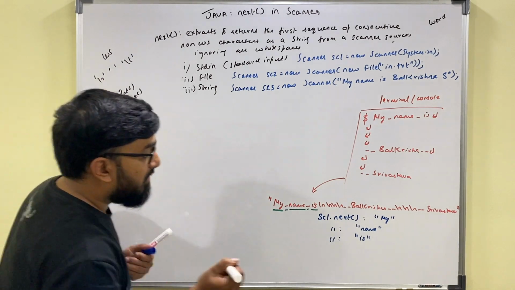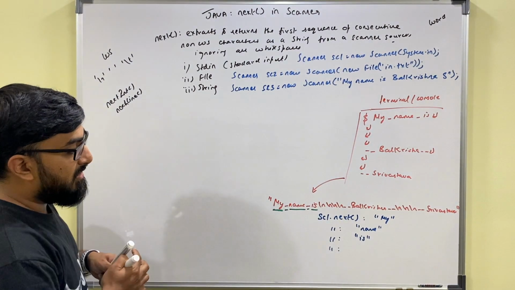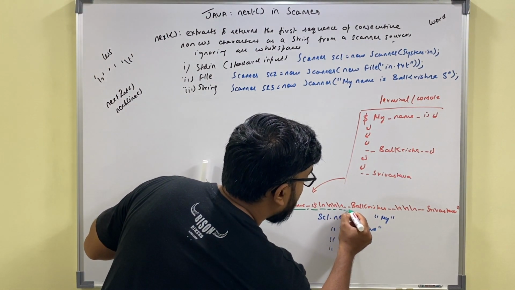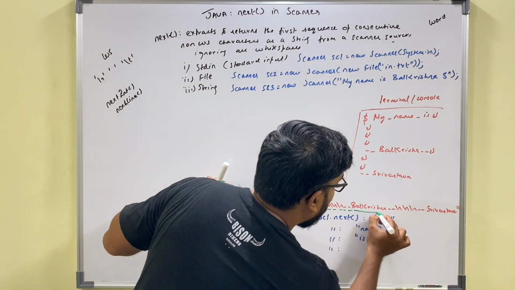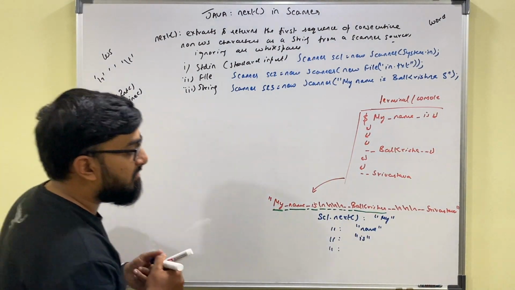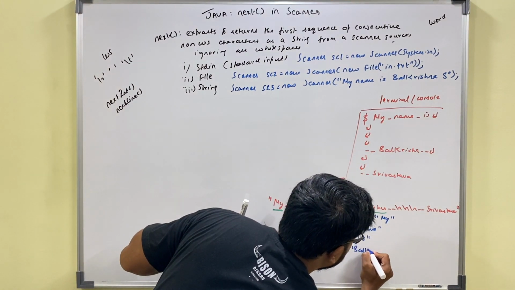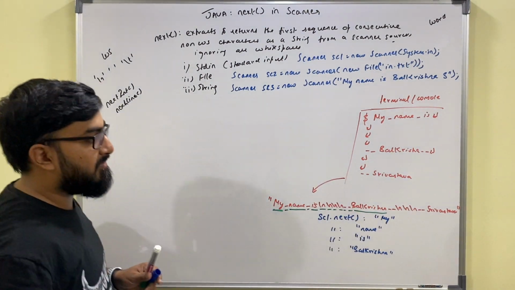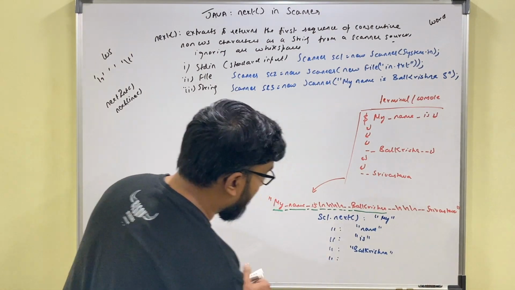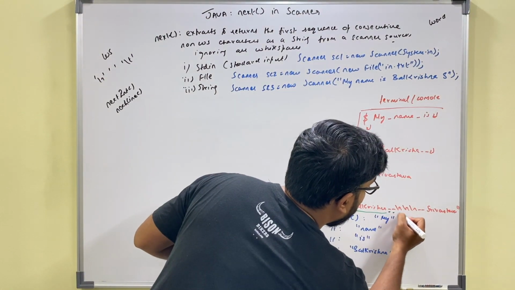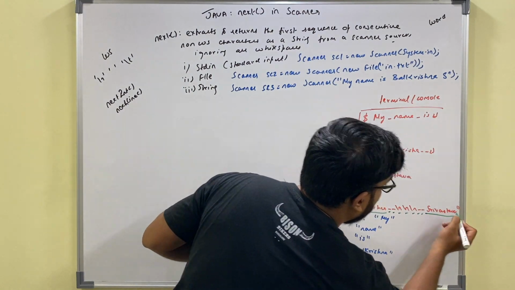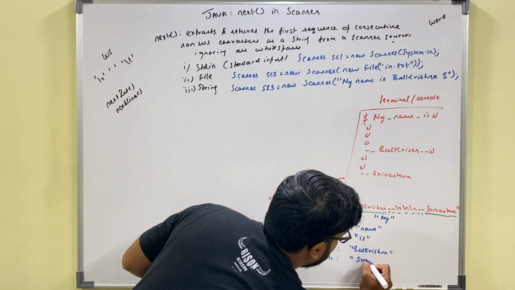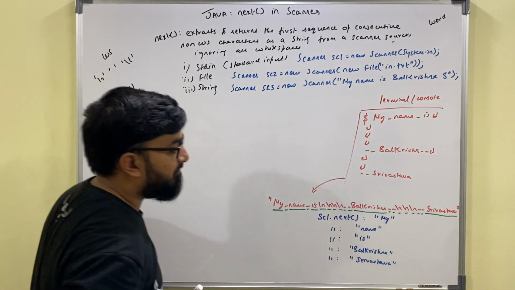Calling next again, it ignores all the white spaces, and then this is a sequence of non-white space characters, so this is returned as a string. This entire sequence of non-white space characters is returned. The next call to sc.next ignores all the white spaces again, and this sequence of non-white space characters is returned.